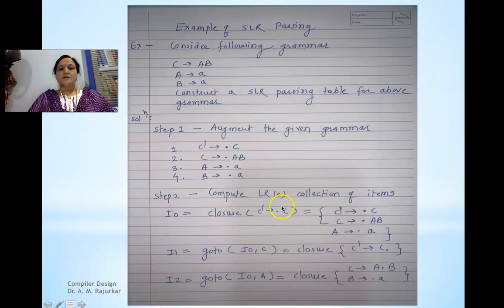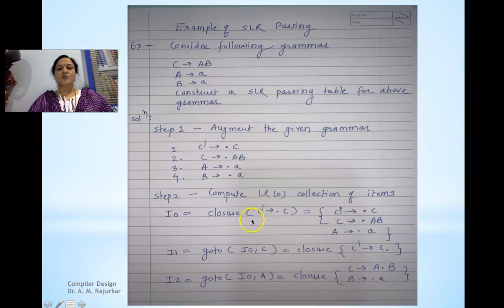So this is how we compute the LR0 collection of items. Now let's solve this problem and compute LR0 items for the given productions. Initially the first state of the DFA is I0. So I0 is equal to the closure of the first production of the grammar. What is the first production of the grammar? C dash tends to dot C.